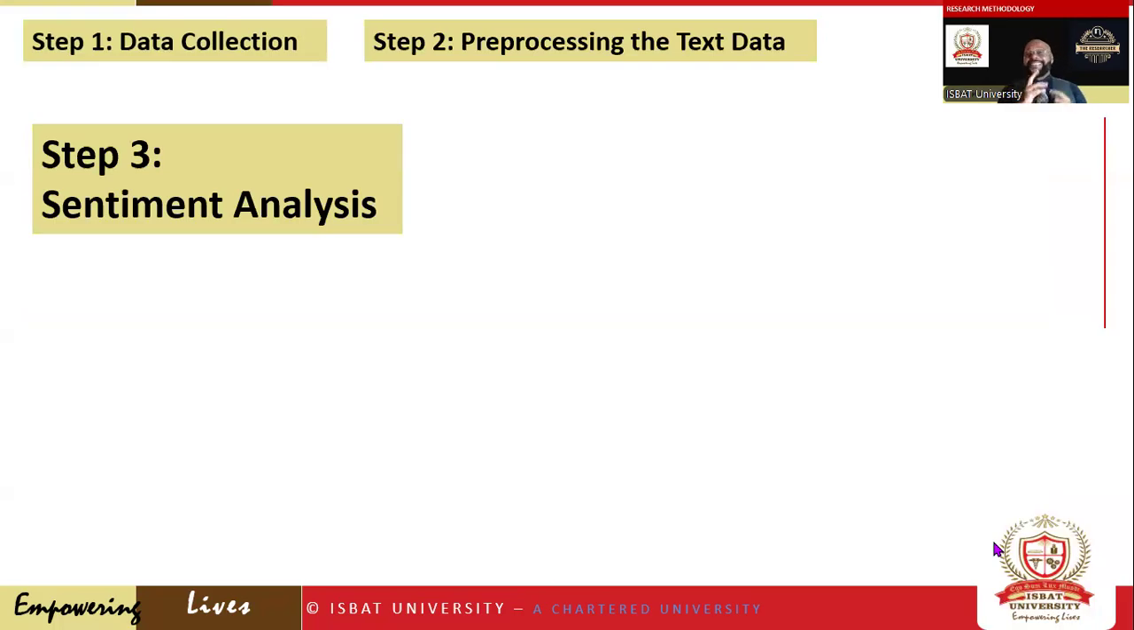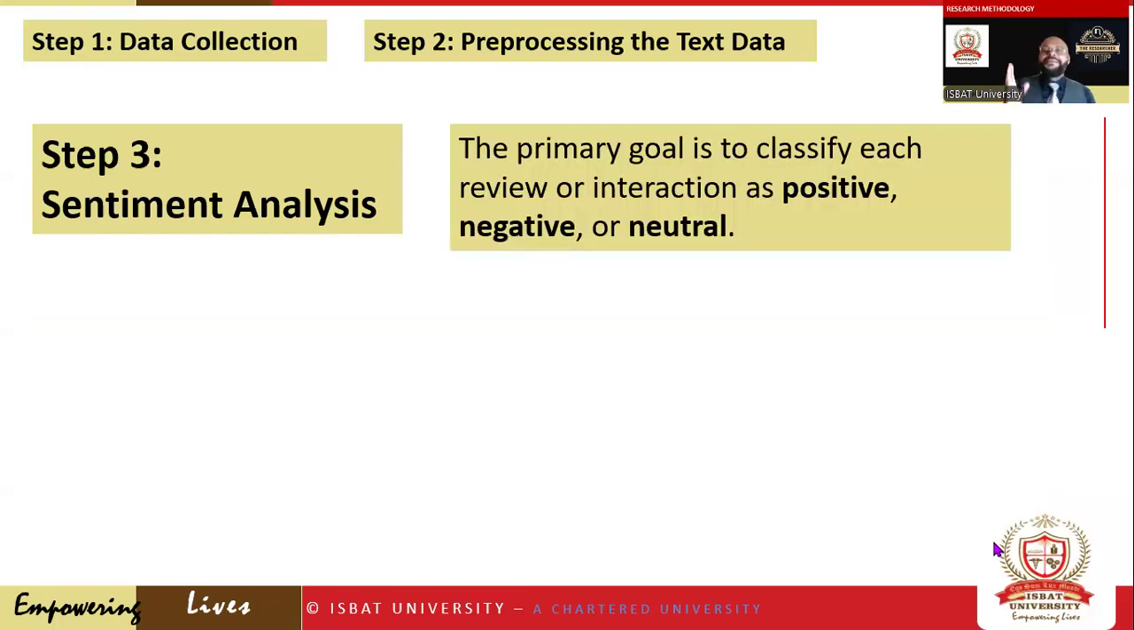Now the third one is sentiment analysis. So I'm going to extract sentiments. What is the primary goal of this one? I classify the interactions. In this research, I classify them as positive sentiment, negative sentiment, and neutral sentiment. So these are the three areas I'm going to classify. This is called sentiment analysis.